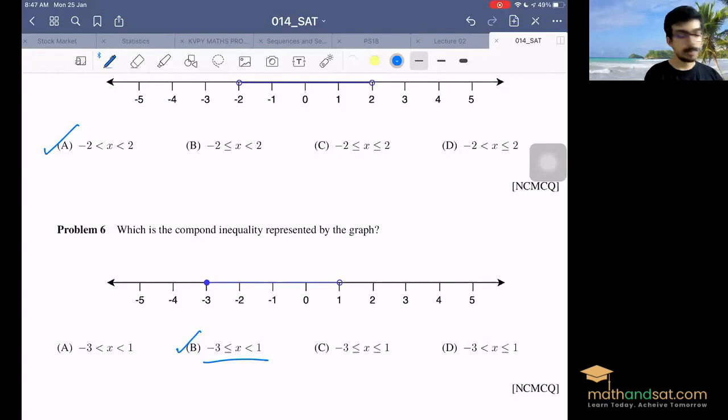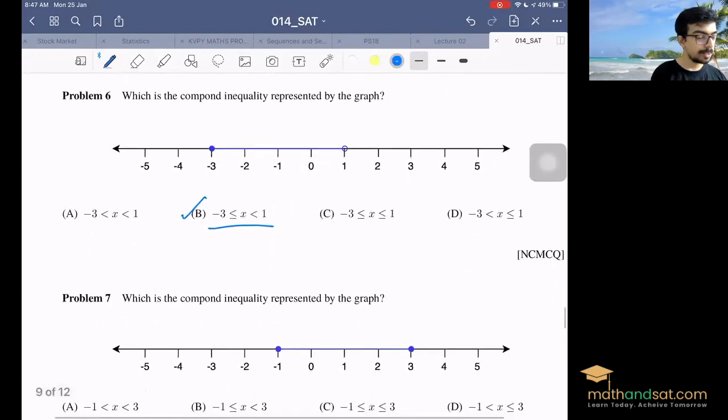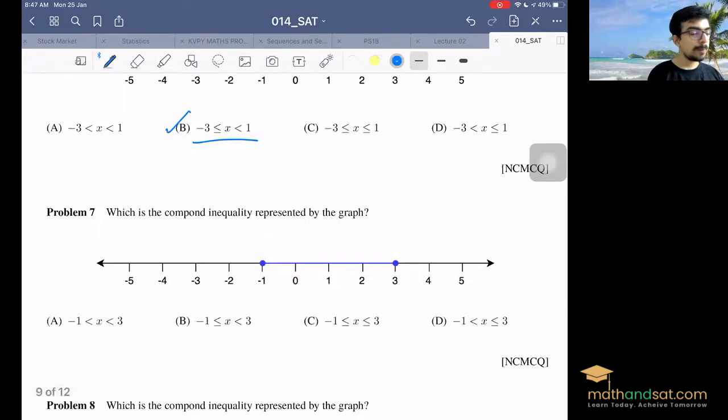Yes, others. Now next question. Which is the compound inequality represented by the graph? -1 to 3. -1 and 3 are included. What is the solution? C, right? C is the solution.